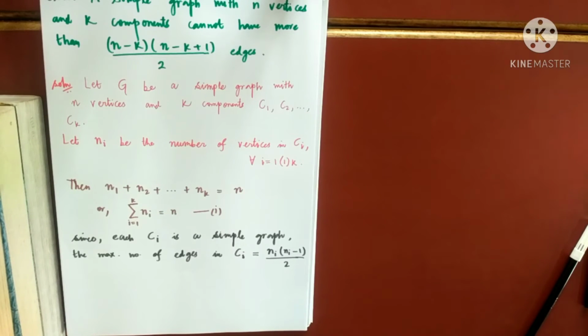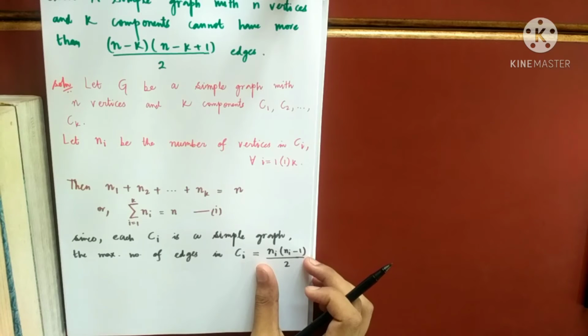What is the number of edges in a complete graph? It is n(n minus 1) by 2, and that is the largest possible simple graph, largest in the sense of having the maximum number of edges. So since Ci is a simple graph, the maximum number of edges in Ci can be this. Did you now understand or no? So each component has at most this many edges.